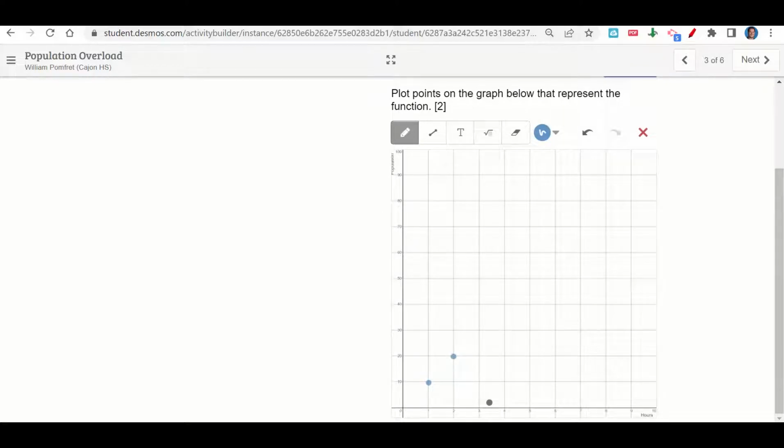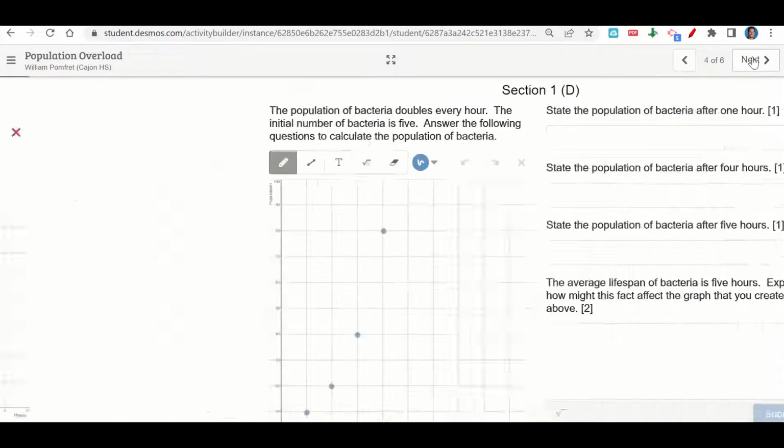And we should know that we're doubling each time. So this one's 20. So the next time we move, we should double 20, which is 40. And then again would be 80. And the next one would be 160, but that goes off the screen, so that's okay. This is good enough here. Then we're going to go ahead and click Next.